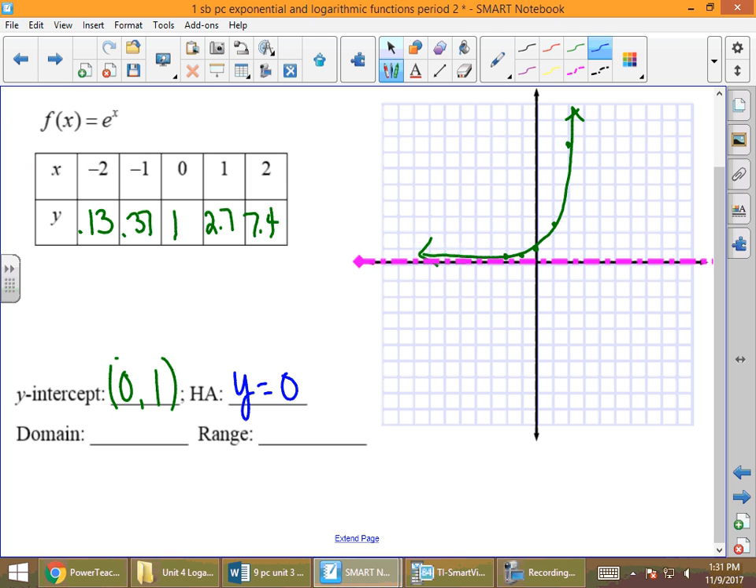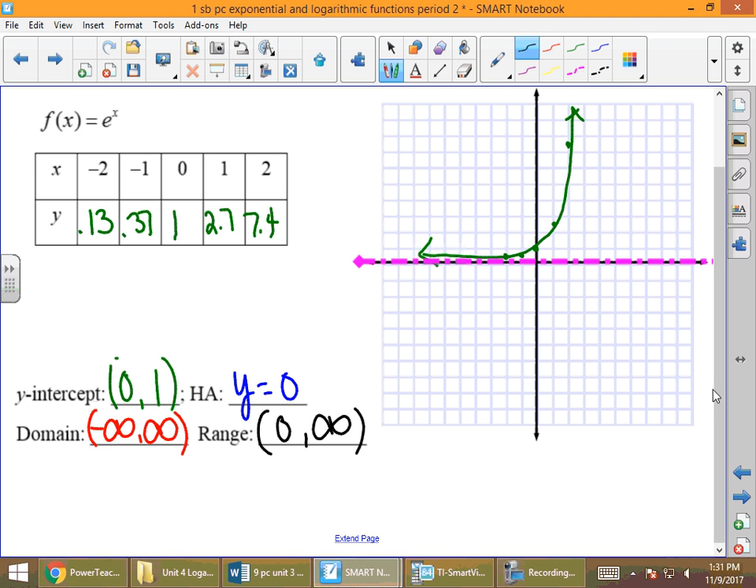Did our domain change from the front? Nope. Domain is still going to be all reals. And did our range change from the front? Nope, it's everything above that purplish line, so it's going to be 0 to infinity. But 0 is not included. It has a parentheses on there.